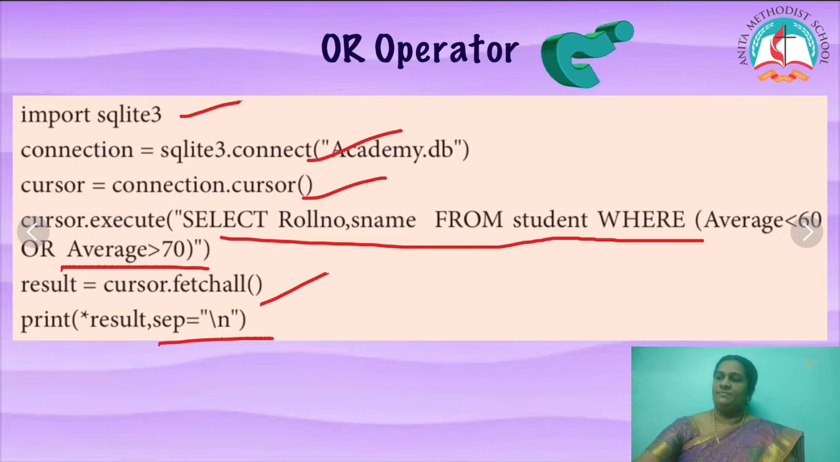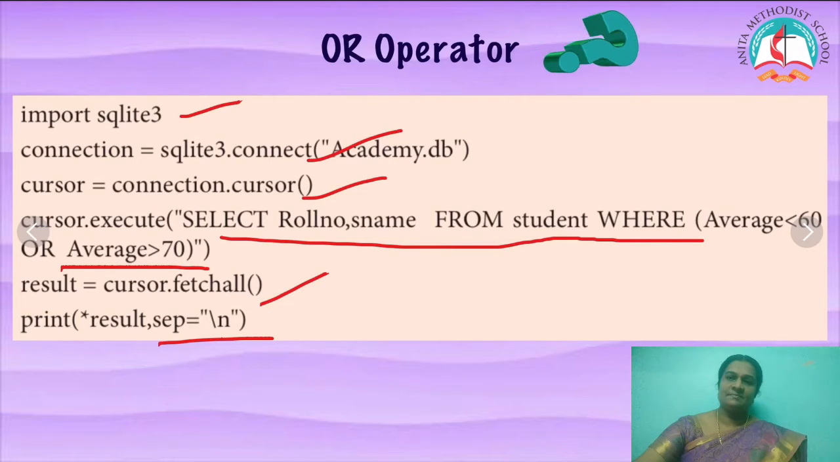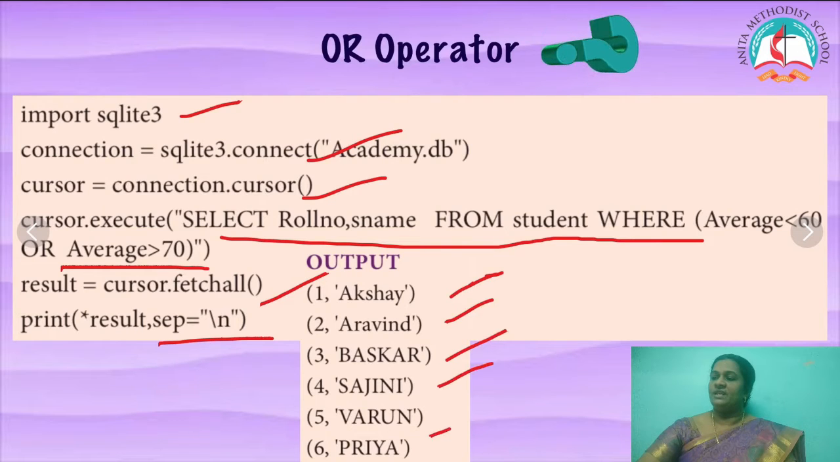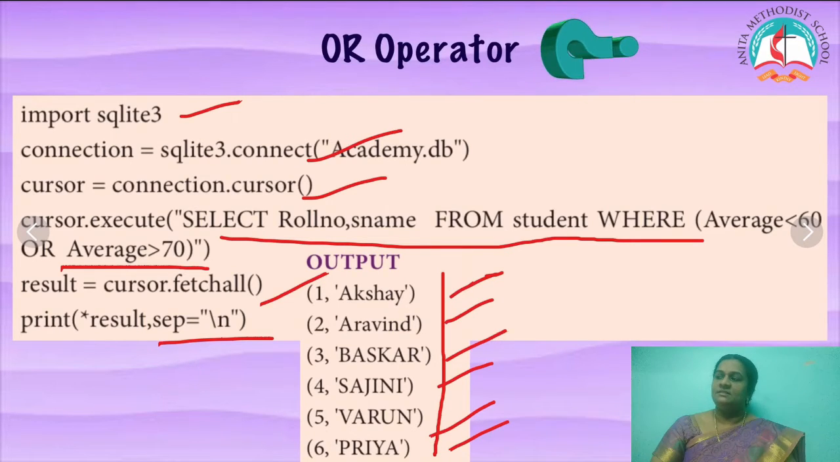Cursor fetch all remains the same and /n is for new line. Okay, what would be the output? Any guesses? Yes, I see. Some of you are whispering. Say it loudly. Correct. Okay. Now what is the output here? See, 1, 2, 3, 4, 5 and then 6. Okay. These are the students' details. Either the average is 60, here a few may be 60, or average greater than 70. It's satisfying one condition. Okay. These are the names which are satisfying the condition given in the query. This is a query. Okay.